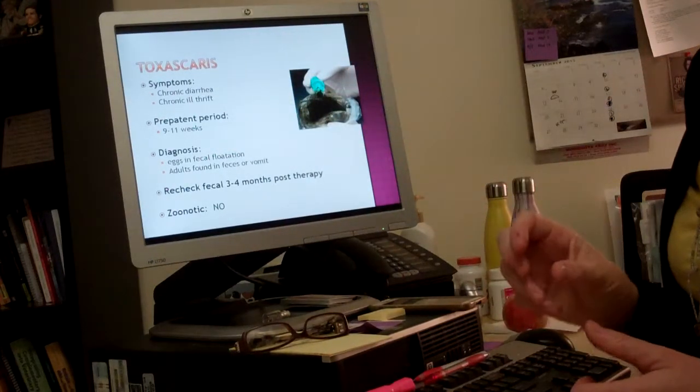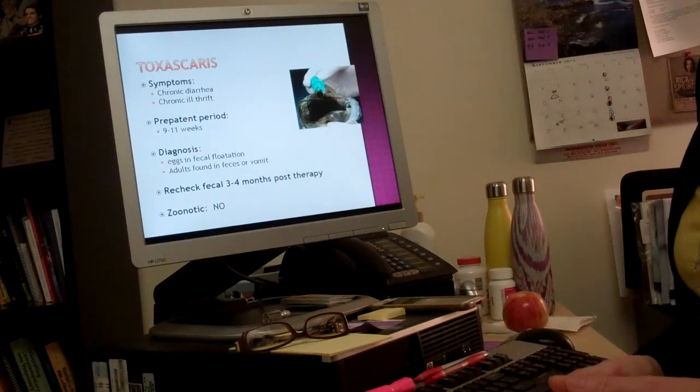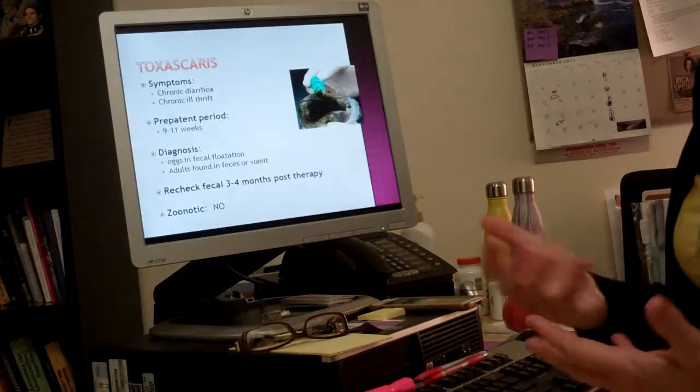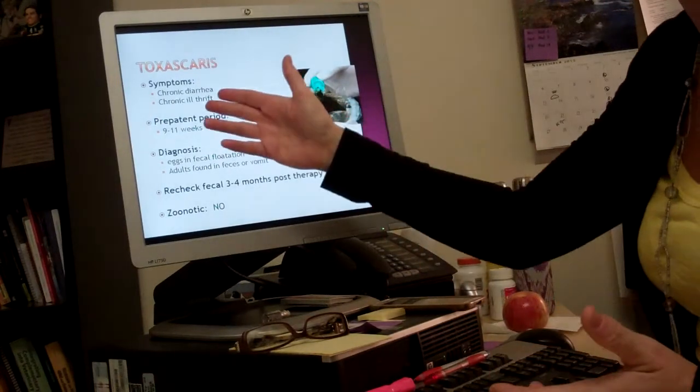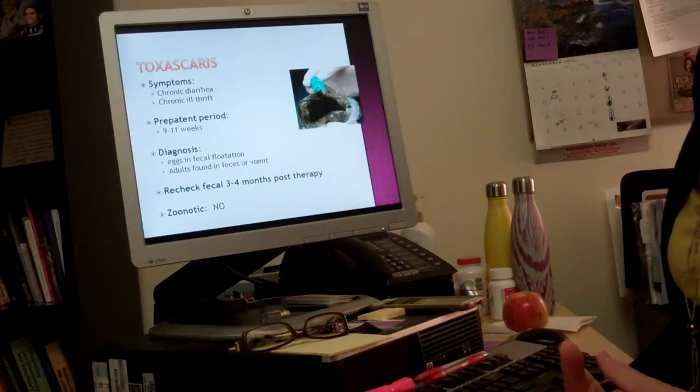One of the common symptoms of Toxascaris is diarrhea. You don't see diarrhea with Toxocara. If you had chronic diarrhea, can you imagine how that would certainly wear on you? So that's kind of chronic ill thrift. You just wouldn't feel as energetic.